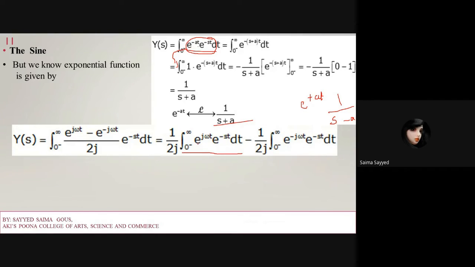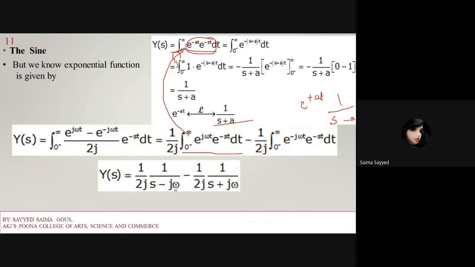See, here it is e raised to j omega t into e raised to minus st. Using this exponential formula, it will become 1 upon s minus j omega, and this other term will become s plus j omega. And 1 upon 2j is common. So it is equal to 1 upon 2j into 1 upon s minus j omega, minus 1 upon 2j into 1 upon s plus j omega.